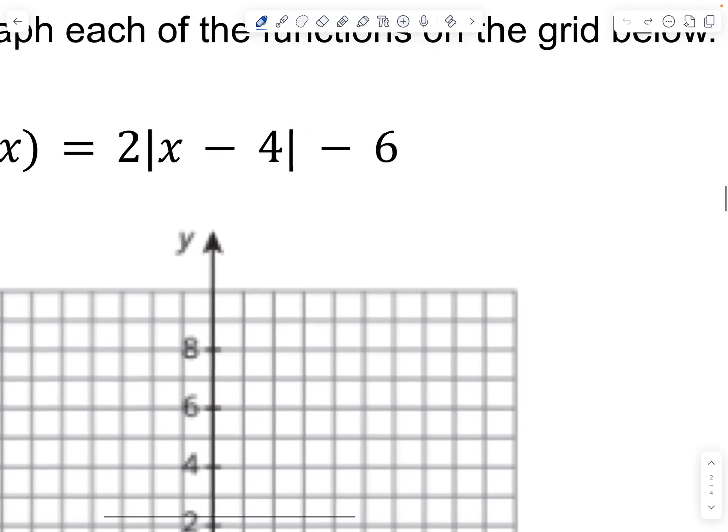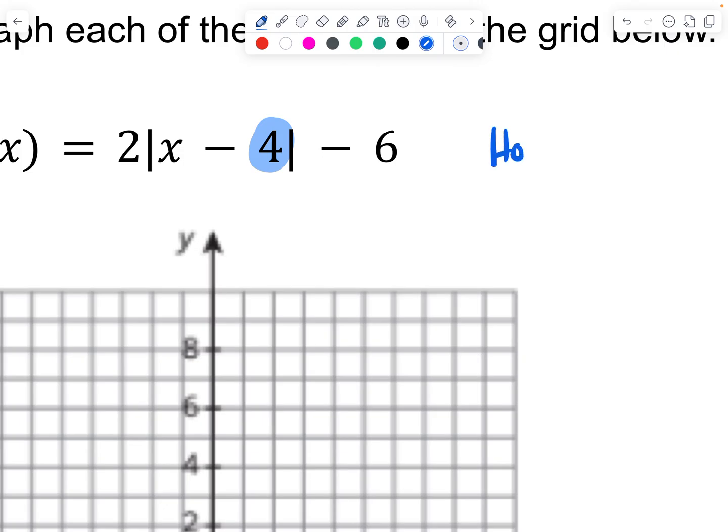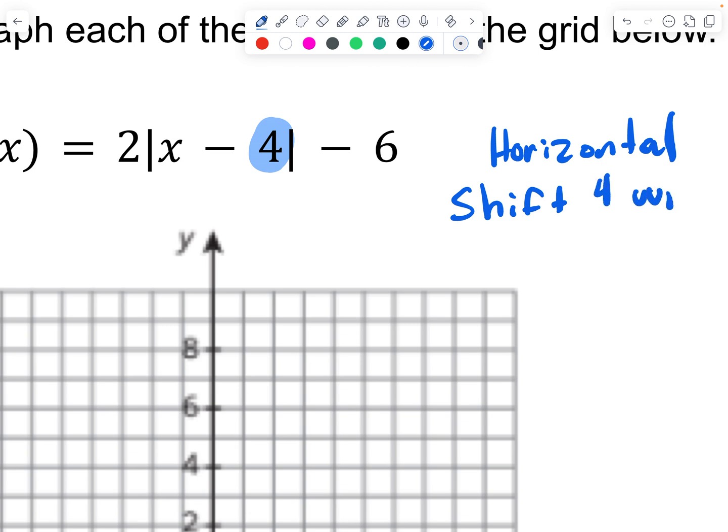So let's talk about this one. Let's do the 4 first. I'm going to highlight that in blue. So the way you describe that to get full credit on the test is you're going to say, and I'm going to write it in blue, it has a horizontal shift 4 units to the right.